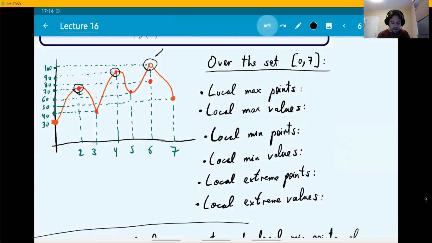Those are local max, you can say like locations. The points corresponding to them are 2 and 4 down here. And the values would be 70 and 90.